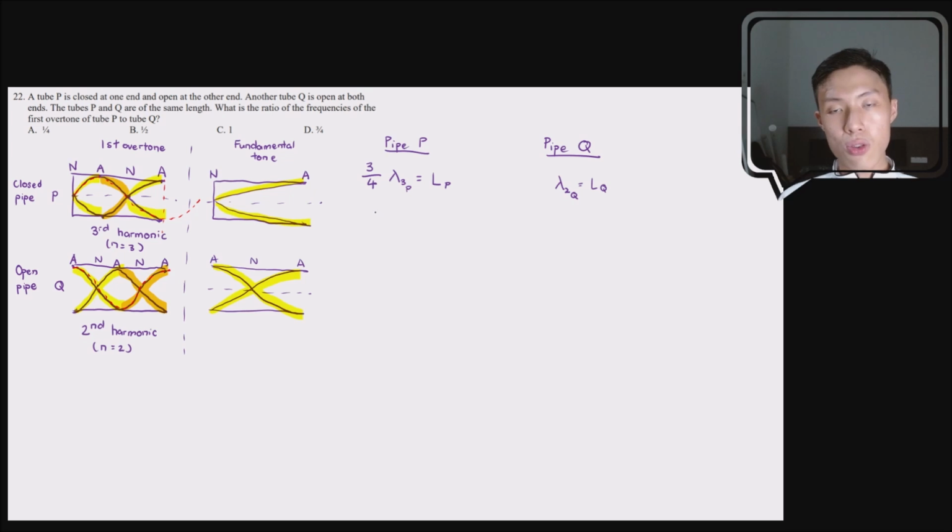Okay, so you also know that V equals F3 for P times lambda 3 for P. And V equals F2 for Q times lambda 2 for Q. V equals F lambda, just the same old equation. Both of these pipes should have the same wave speed. Why? Because the standing waves produced are both in the same medium.